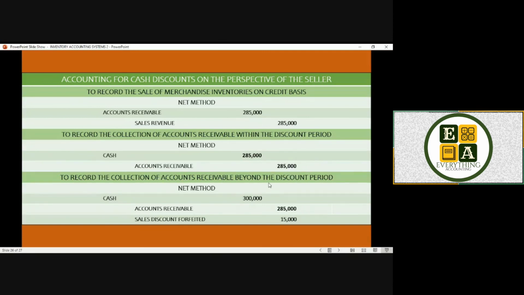But when the collection is beyond the discount period, our collection would be a debit to cash at a gross amount, because the customer did not avail of the cash discount. Then we credit accounts receivable, 285,000, because that is what we recorded primarily. Then we credit sales discount forfeited, 15,000, which is treated as other income in the income statement or profit or loss statement. So that's it.